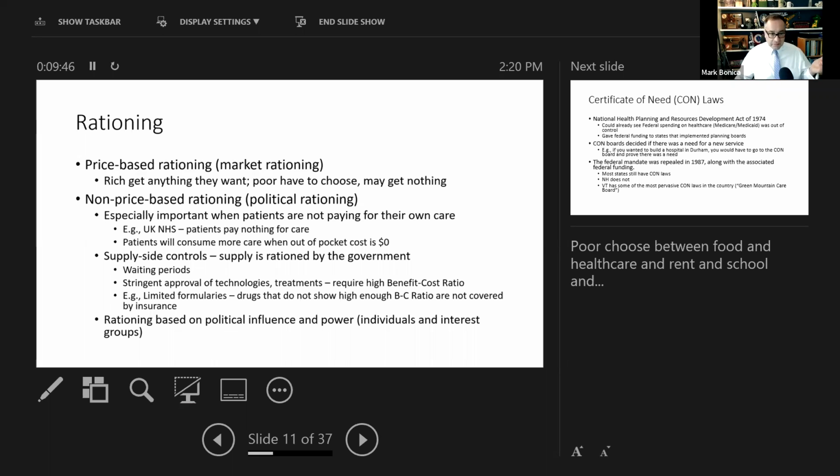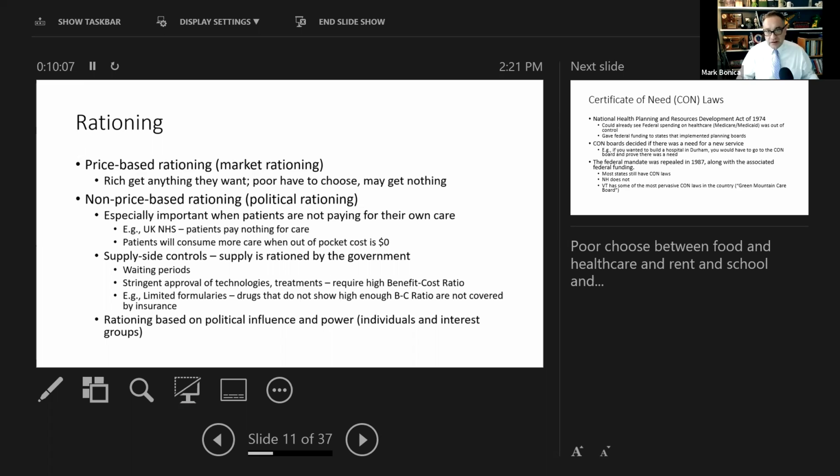So the military health system is not a price-based system. It is a non-price-based system. And so these are other kinds of controls, right? So waiting periods, limitations on what kind of benefits are actually covered are forms of non-price-based rationing.